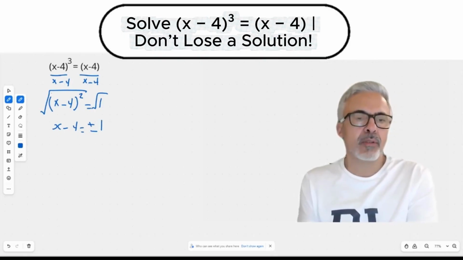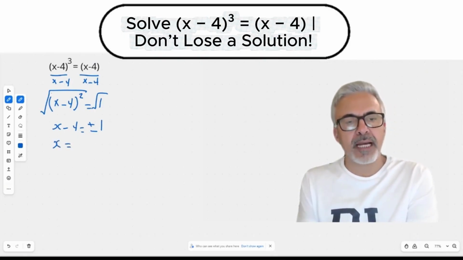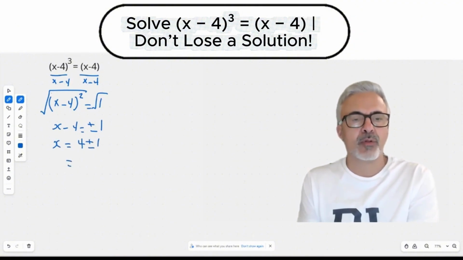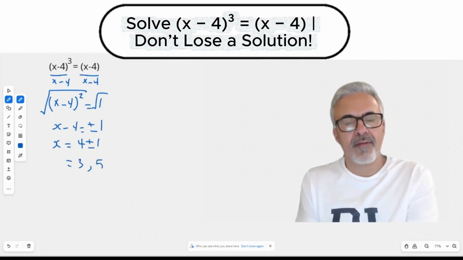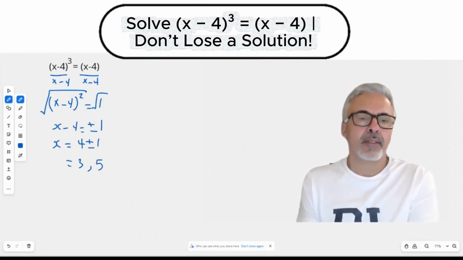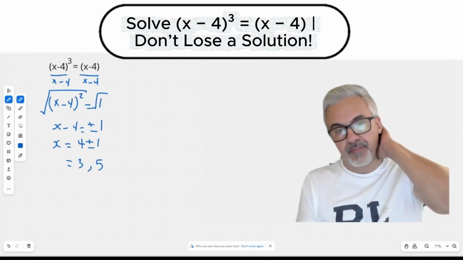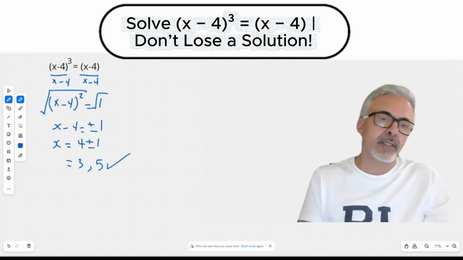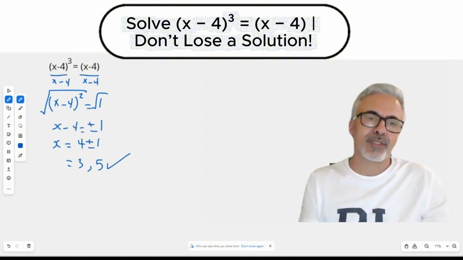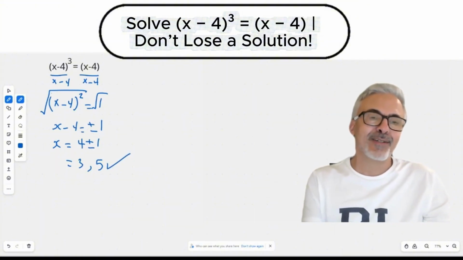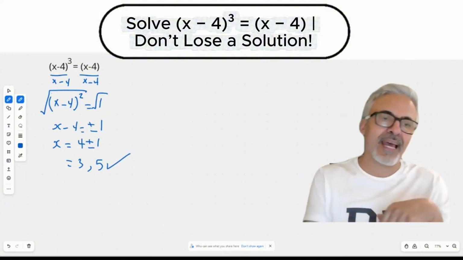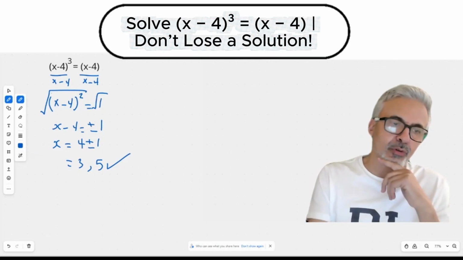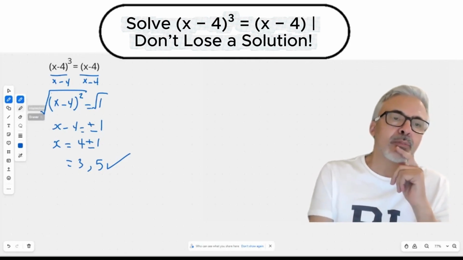And now they move that negative 4 to the other side, and you get 4 plus or minus 1. So x equals 3, 4, 5. Now, I'll let you know that's part of the solution, but that's not the whole solution. And the reason is you lost one solution when you did that by dividing by x minus 4 on both sides. So what are we supposed to do then?